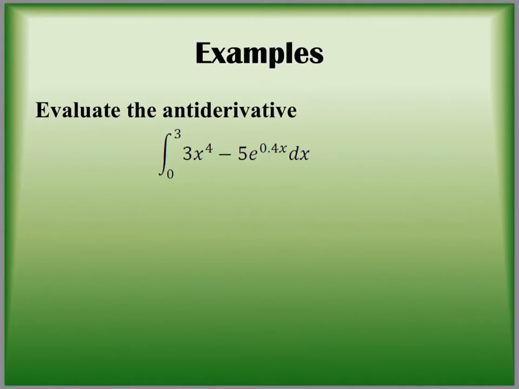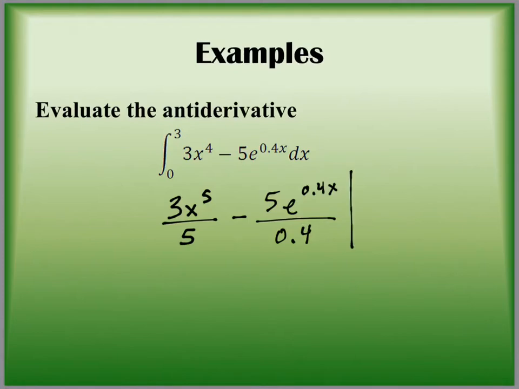So, of course, the first thing that we need to do is to take the antiderivative of 3x to the 4th. What's that? 3x to the 5th over 5. And what about the second piece? What do you get, Mickey? 5e to the 0.4x over 0.4. Yes, that's right. We don't have to do a plus c because we're evaluating it at the numbers that are given, 3 and 0.